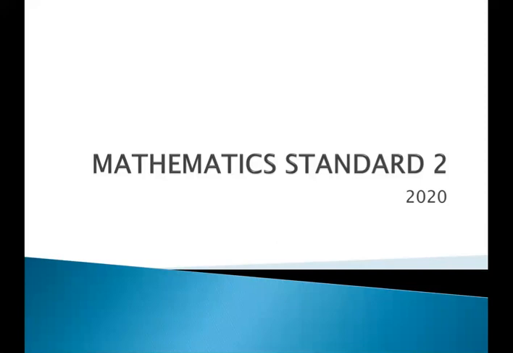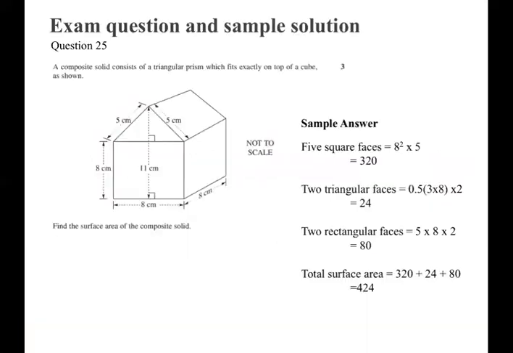I marked questions 25, 27, 33 and 35 in the Standard 2 exam this year. My team started with question 25, where they had a composite solid made up of a triangular prism and a cube, and they had to find the surface area of that solid. So they had 5 squares, 2 triangles, 2 rectangles, and the total surface area to work out.